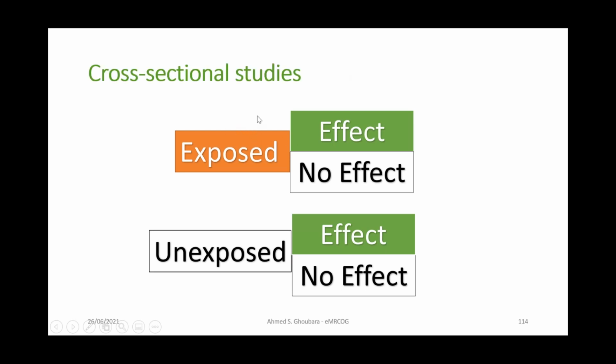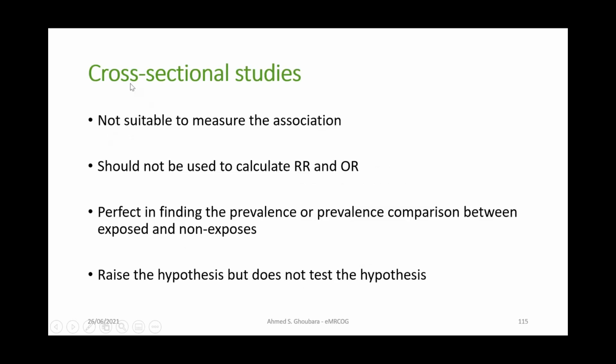Okay, I'll explain that. First of all, cross-sectional studies, yeah, that's good, Dr. Malika. They are not suitable to measure the association. We can't do the odds ratio. Again, mathematically, yes, you can, but clinically, it's not relevant. So should it be used to calculate the risk ratio and odds ratio? It's better to be calculated through a retrospective or prospective cohort study or case control study.